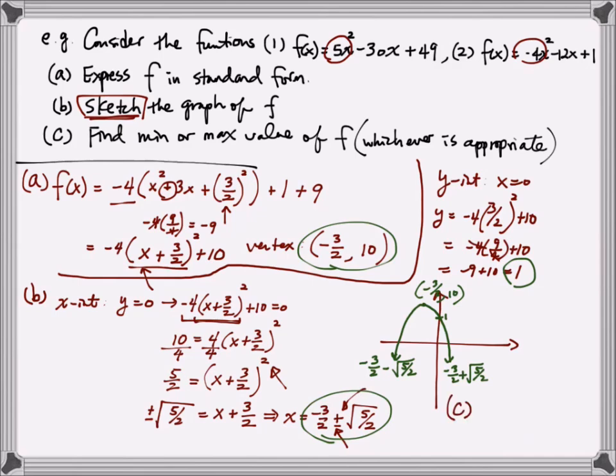For part C, because we have a downward-facing parabola, we know that we're going to have a maximum value at 10. And you can actually just get that from looking at the graph. The maximum value is the y value from this, which is also the y coordinate from your vertex.